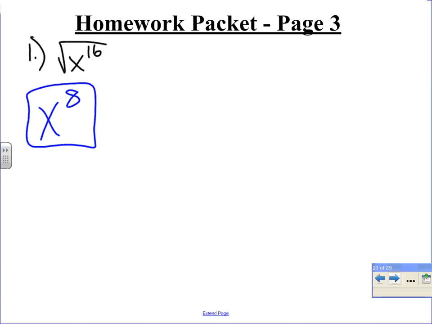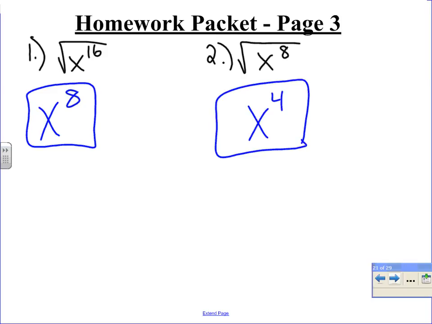Okay, John, what do we do for number 2? How do we take the square root of x to the 8th? Nope, don't need to do that. Because what kind of exponent is it? Even or odd? Okay, so what can you do? If it's an even exponent, divide it by 2. So you get x to the 4th. If you have an even exponent, guys, do not split it up. All you're doing is dividing it by 2.